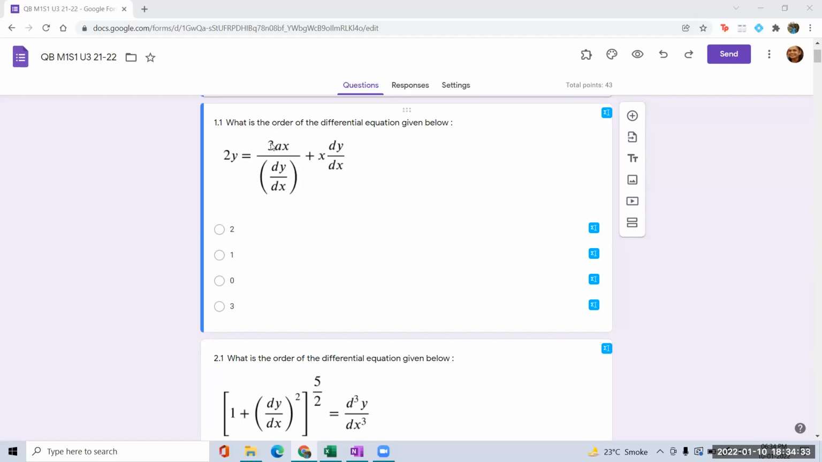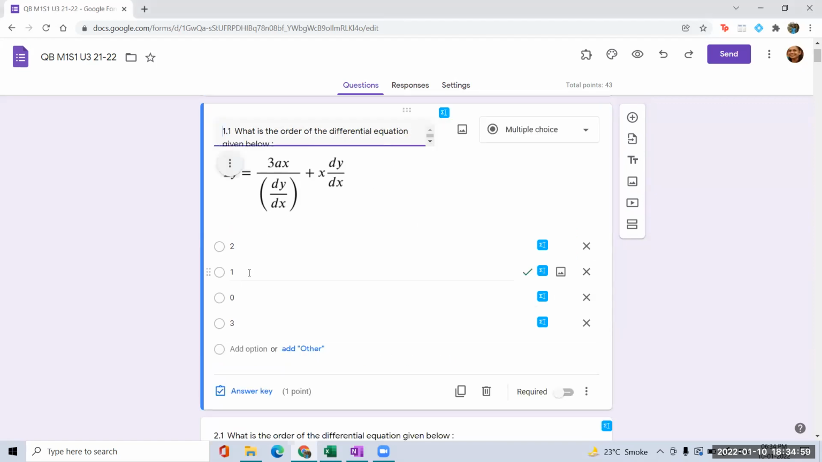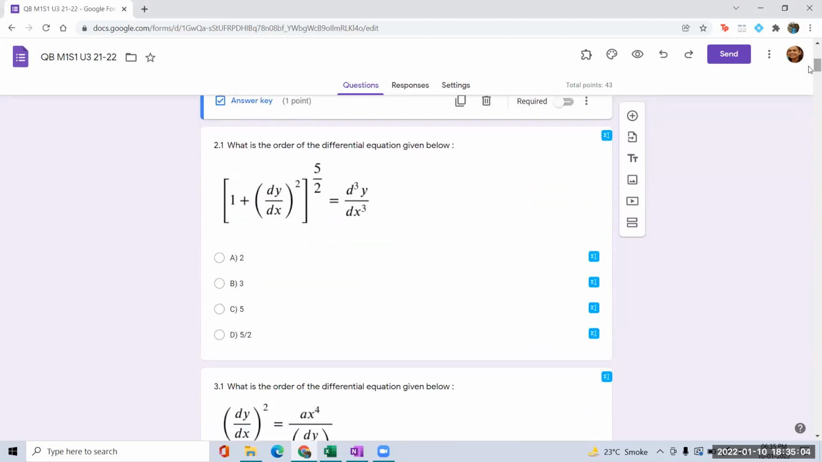Now let us see some of the objective type question answers. The first question is, what is the order of the differential equation given below? Now you can observe that dy dx, so only first order derivative term can be seen here. There is no need of simplifying this differential equation, you can see that only first order derivative is taken over here. So the correct answer is 1. That is how you find out the order of the differential equation.